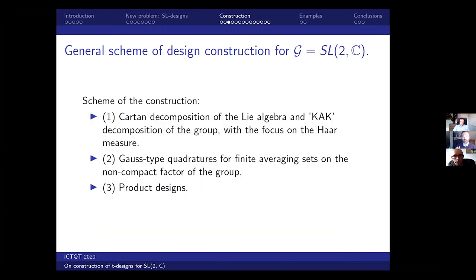I will give a sketch of all elements needed to set up this construction. I will focus on three aspects. The first is the Cartan decomposition of the Lie algebra and the KAK decomposition of the group, and especially how the Haar measure behaves with respect to the KAK decomposition, and it behaves very well. The second is Gauss-type quadratures. We need them to find these designs for the non-compact part. And third, the justification that taking such a product of these two components actually gives us a design on the group SL2C.